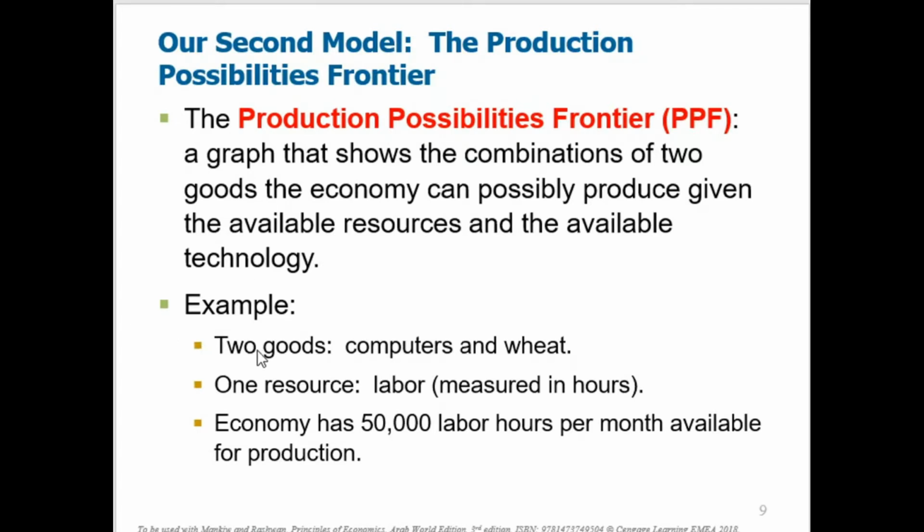We have a simple example here. Assume that we have an economy that produces computers and wheat, and we have one resource. Usually, in reality, we don't, but here we are talking about one resource so we can make the model simple. It is measured in hours, as we measured studying in hours. Here we measure labor in hours. The maximum number of hours we have for our economy is 50,000 labor hours per month. This is the maximum number of hours that we can use to produce computers and wheat.